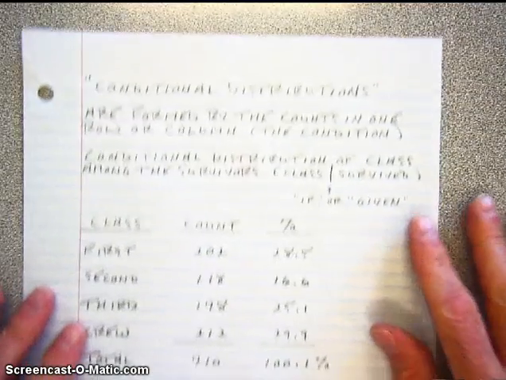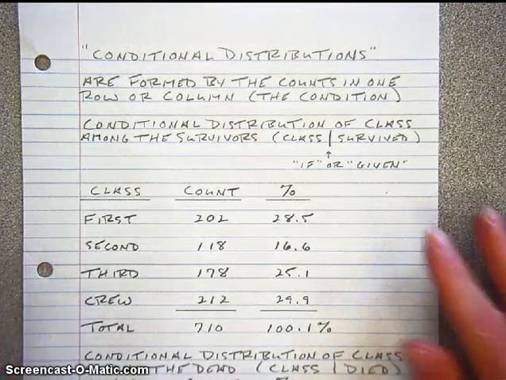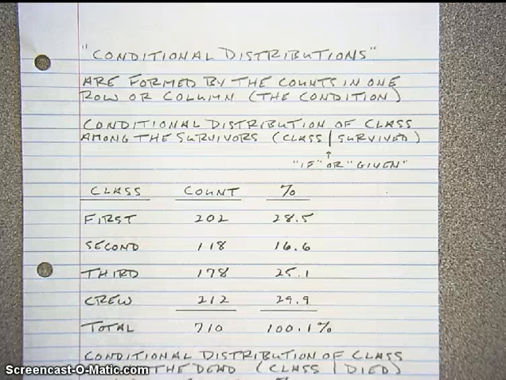Conditional distributions are formed by the counts in one row or column. So we say, okay, we're going to just look at people who survived, for instance, and we want to see how class of the people on board is distributed in that particular column. So the column, in that case, forms a condition. We want to see how class is distributed among the survivors.